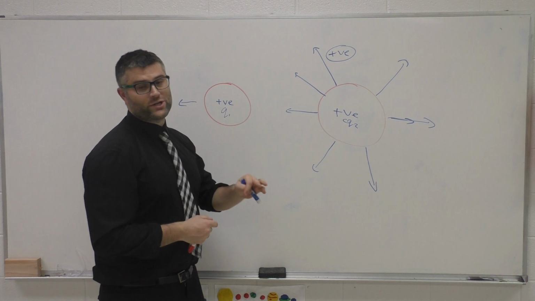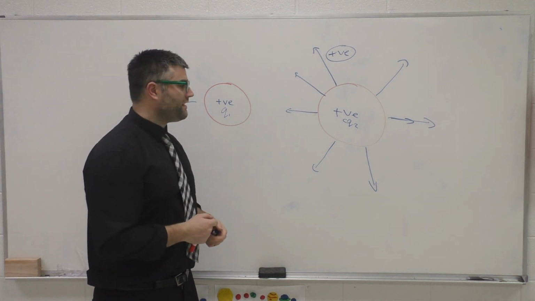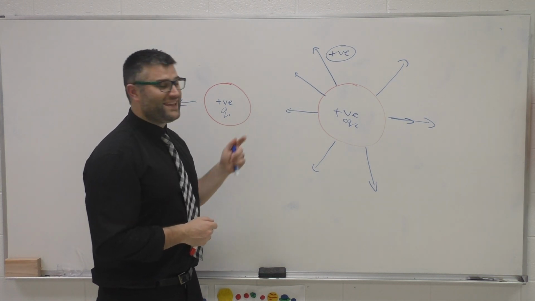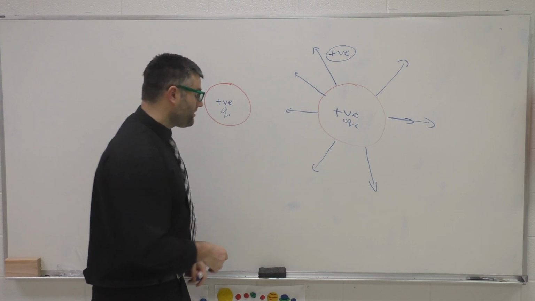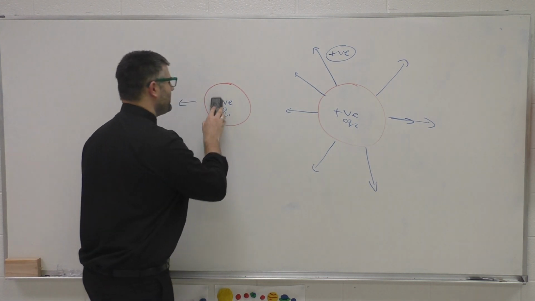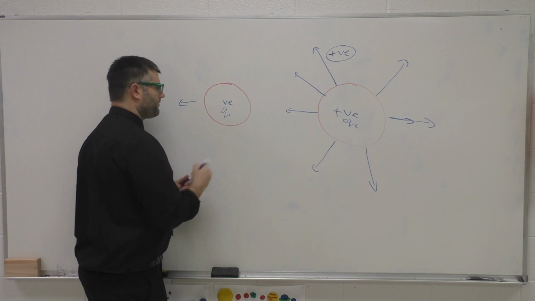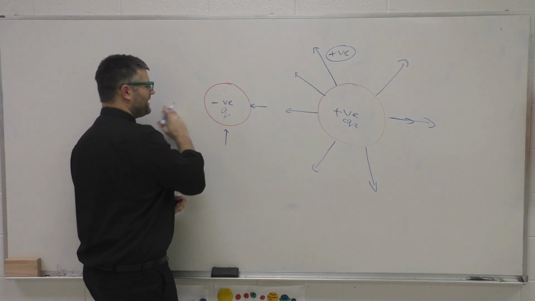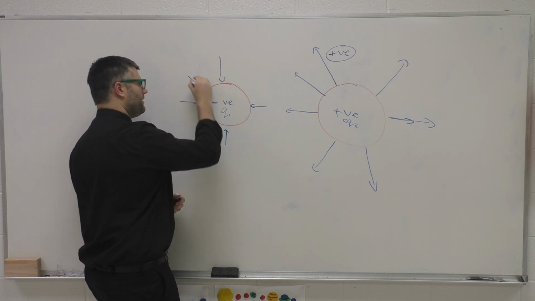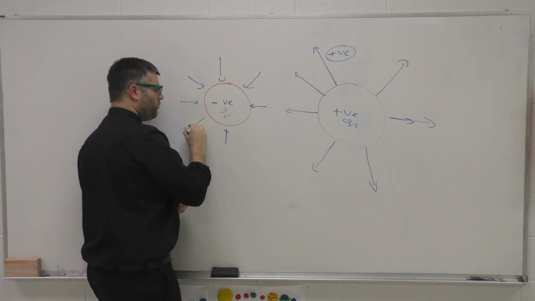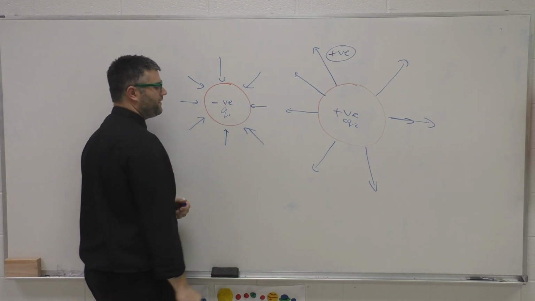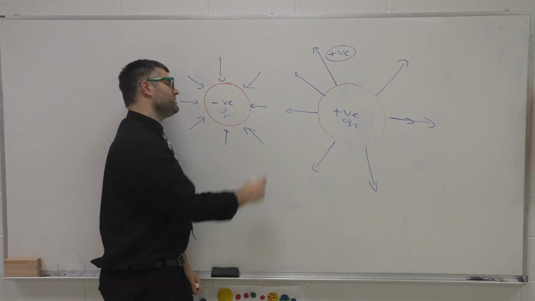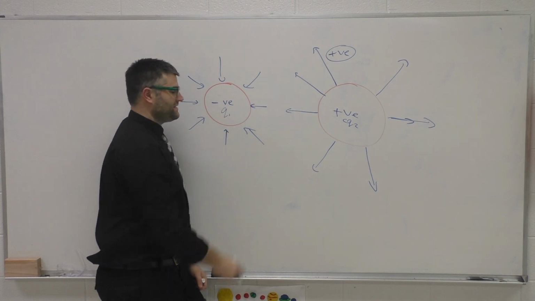The arrows are drawn so that when a positive charge is placed in that field, it would move in the direction of the arrows, which quite nicely means that if this was a negative charge, the arrows would be pointing inwards, because if you were to put a positive charge in that field, the charge would move towards this negative.